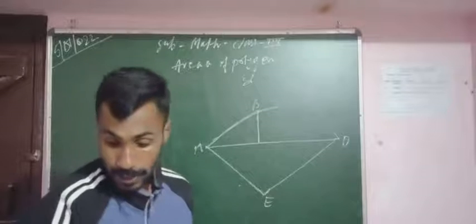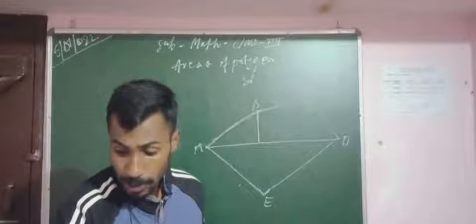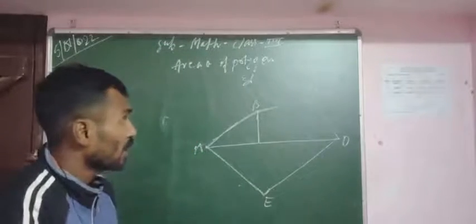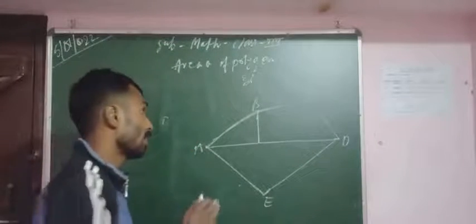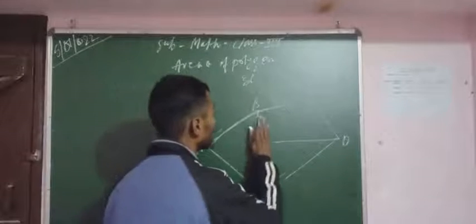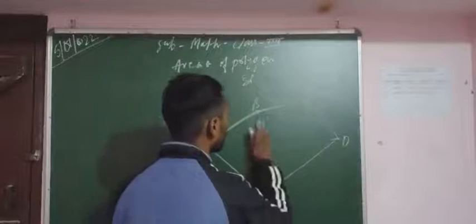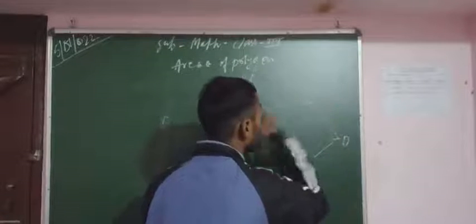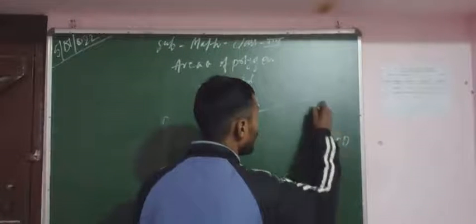The question is: find the area of the given pentagon. A pentagon is what? It has 5 sides. A geometrical figure that has 5 sides is known as a pentagon.